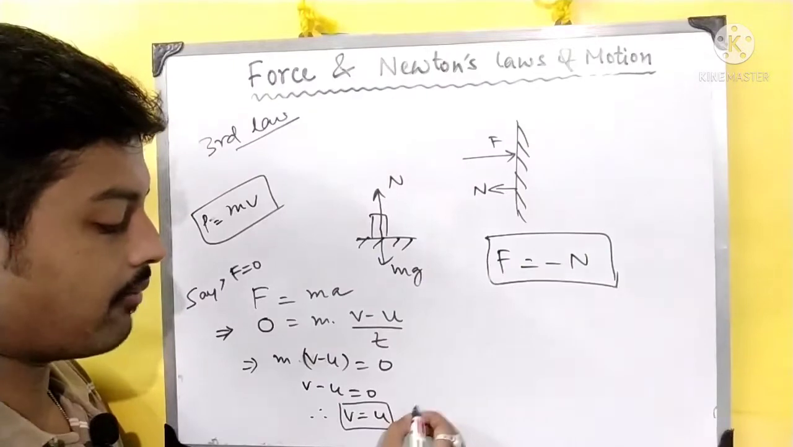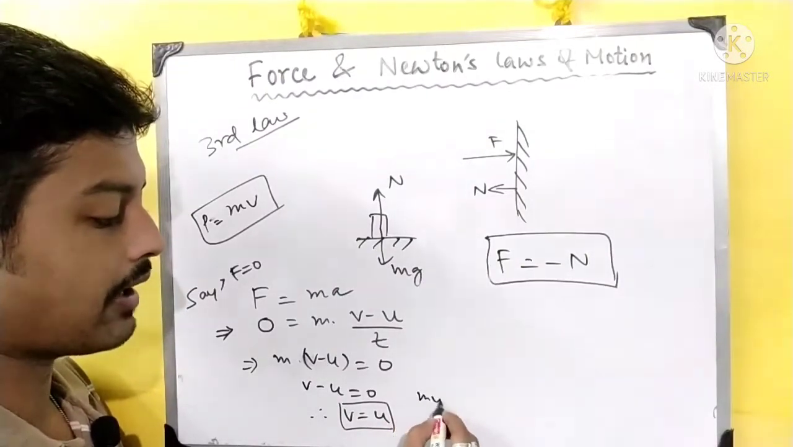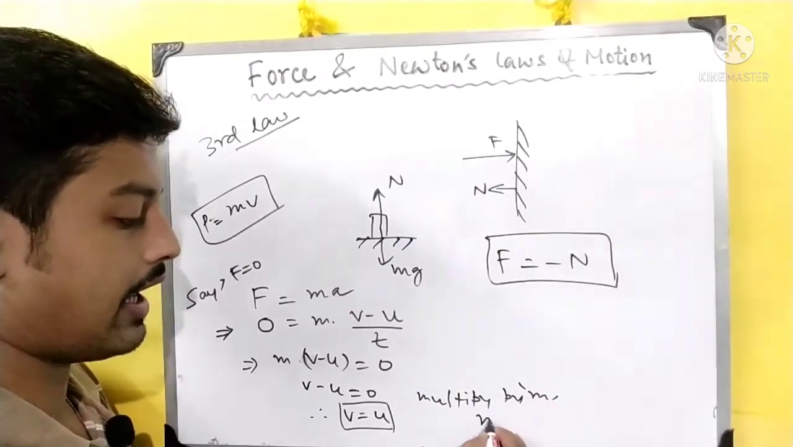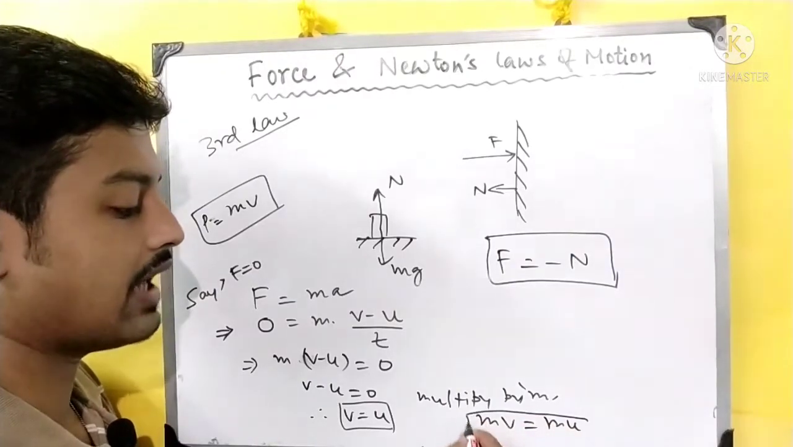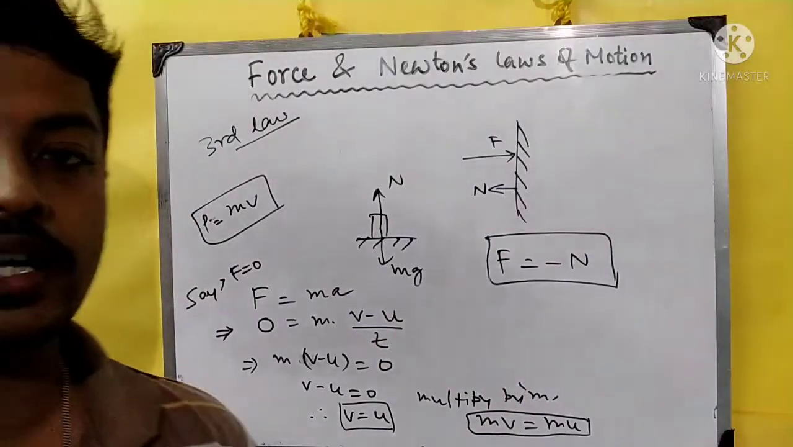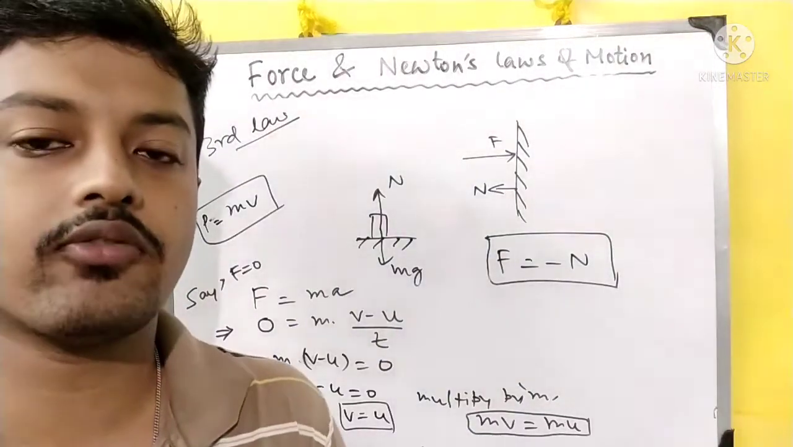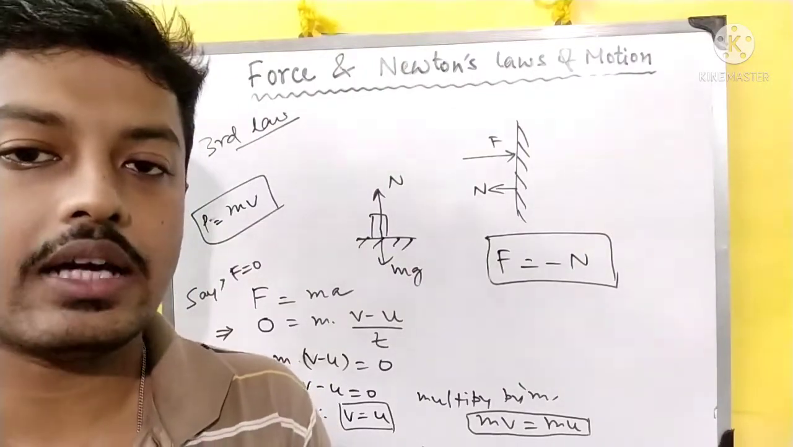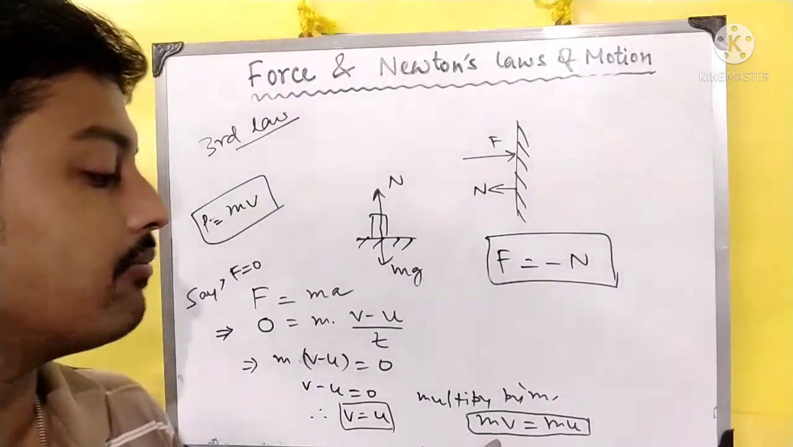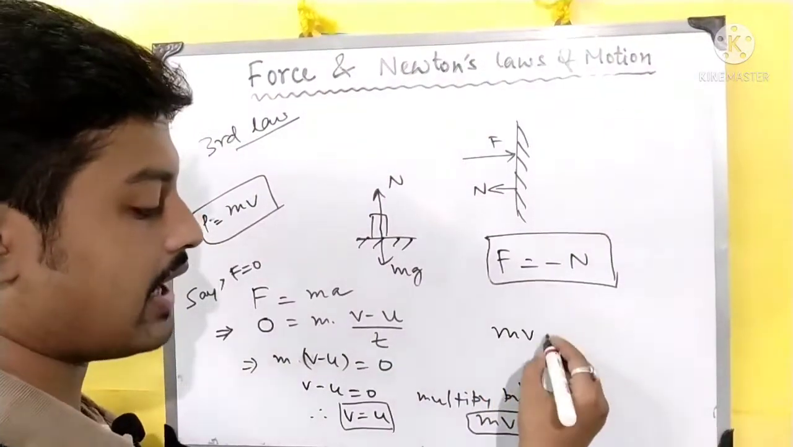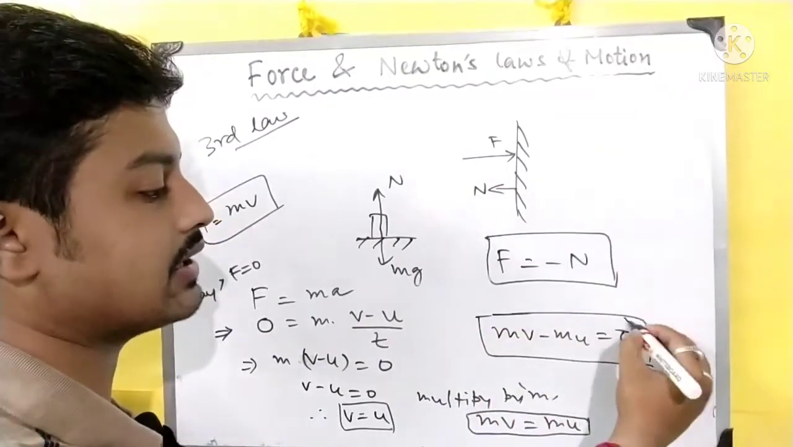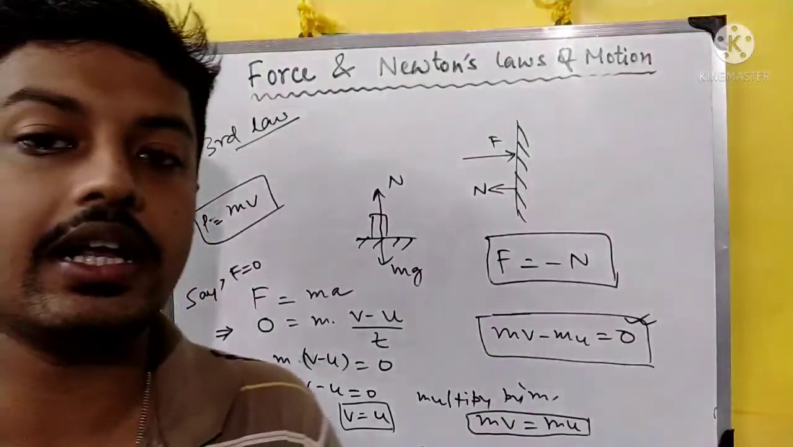If you multiply both sides by m, we get mv equals mu. That means final momentum equals initial momentum. So we can conclude that for any particle, if the external force applied on it is 0, the initial momentum will equal the final momentum, and we can write mv minus mu equals 0. That means linear momentum is conserved. This is the principle of conservation of linear momentum.